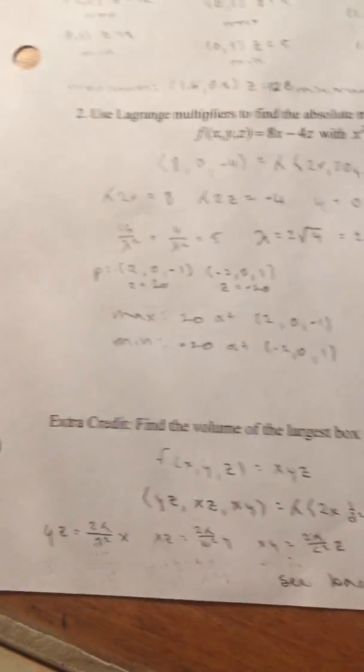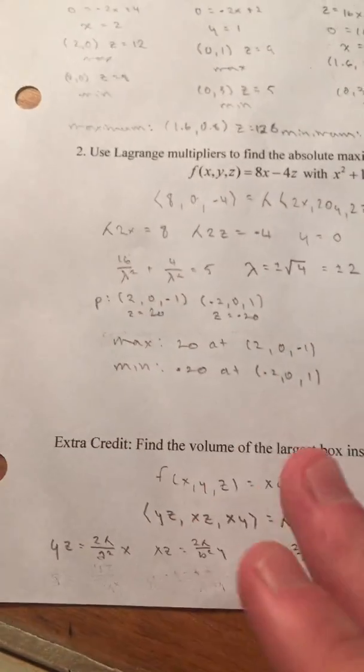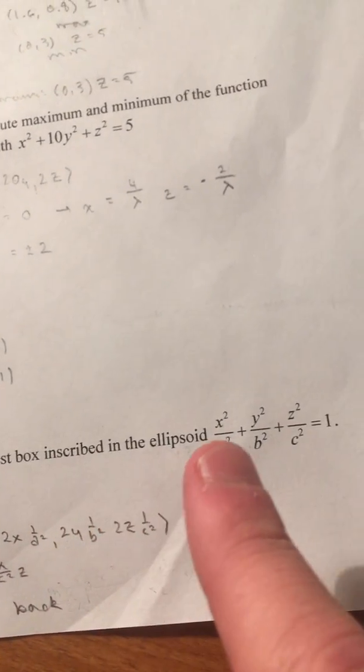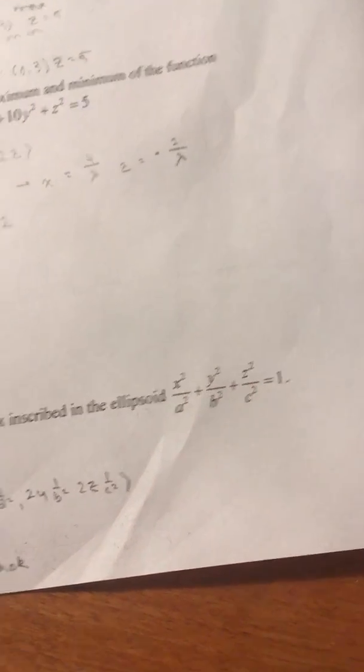Alright fam, so you want to be a math whiz. I'm going to show you how to be a math whiz by using Lagrange multipliers to find the volume of the largest box inscribed in the ellipsoid x squared over a squared plus y squared over b squared plus z squared over c squared equals 1. So it's not too complicated.